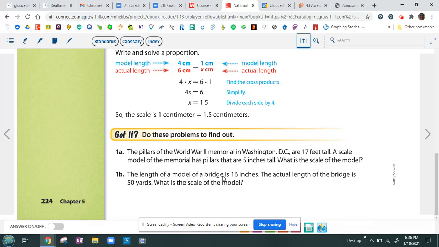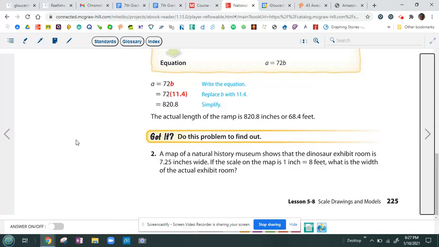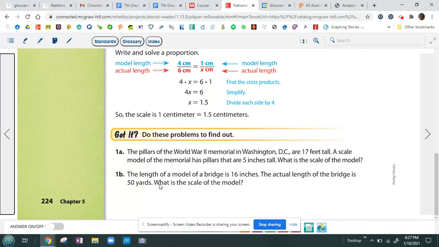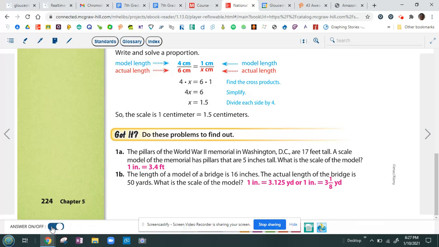Try these two guided problems. Find the scale for each of these models. Okay, here are the answers. Check and see if you got it.